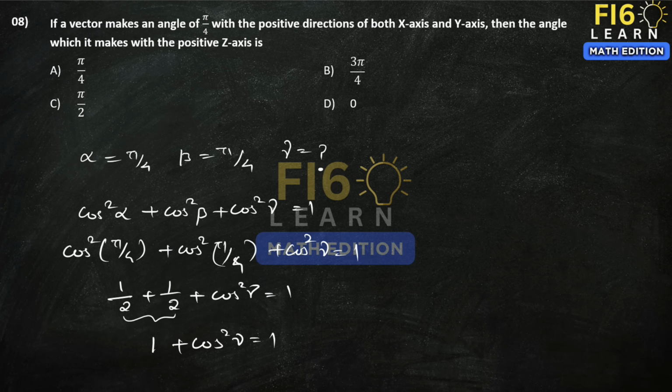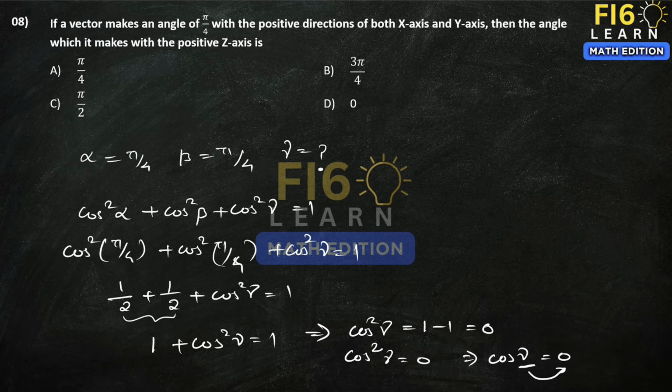Now we can bring the 1 to this side, so we will get cos square gamma is equal to 1 minus 1, that is 0. So cos square gamma value is 0. If you take the square root on both sides, we will get cos gamma equal to 0. We need to find the value of gamma for which the cos term is 0, that is pi by 2. Cos 90 is 0, so the gamma value should be equal to pi by 2, option C.